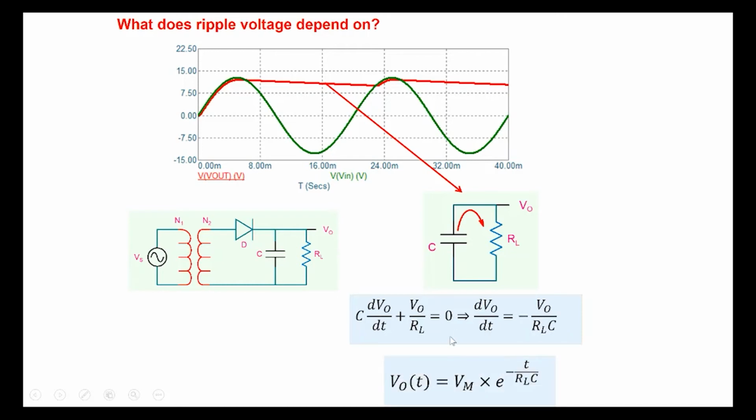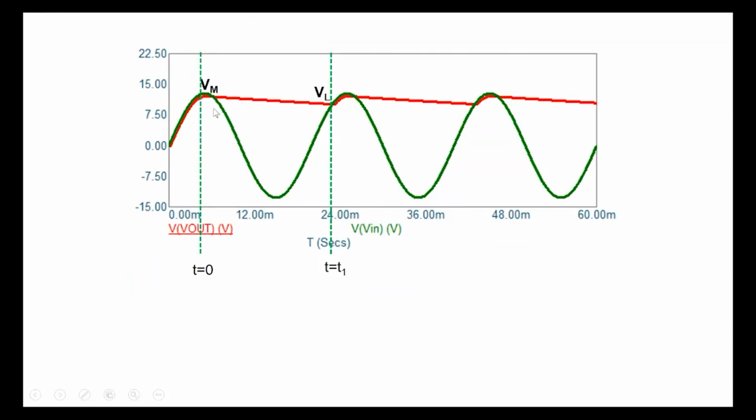And therefore the equation is very simple. V naught is Vm, as we have seen earlier in RC circuits, Vm multiplied by e to the power minus t by RLC. So that's how the capacitor is discharging. The capacitor is discharging through RL here. All right, so how much is the ripple? Ripple is Vm minus VL, so that we can calculate easily. So it starts from, if we call this t equal to 0.